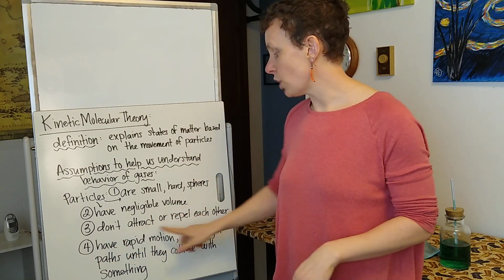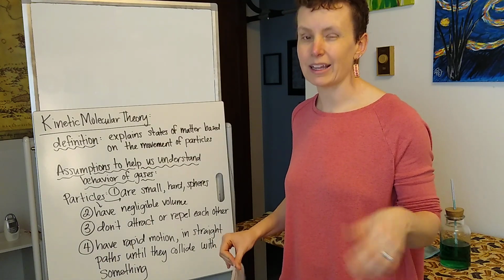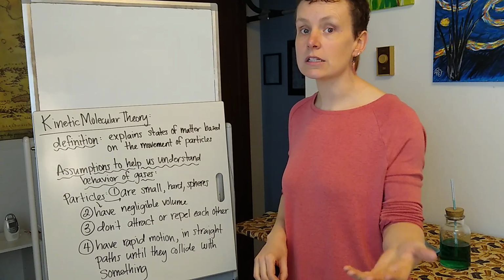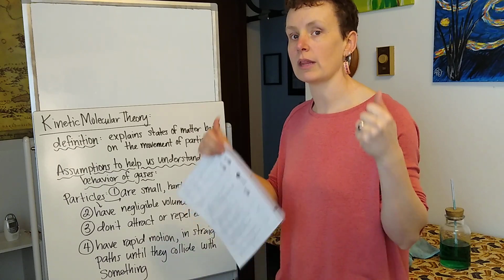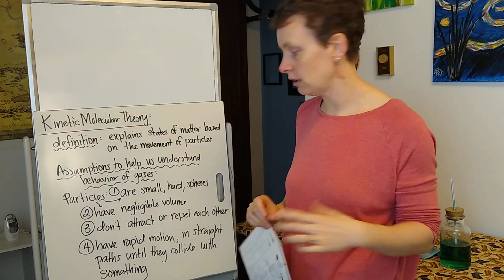Number 3, they don't attract or repel each other. They don't attract, no attractions at all. Again, this is an assumption. Everything has at least dispersion forces, but we're going to keep going with it, okay? No attraction, so when they bounce off each other, it's got a predictable change in trajectory, okay?